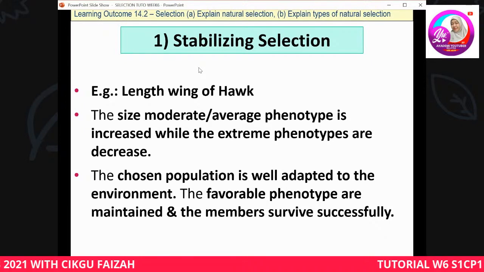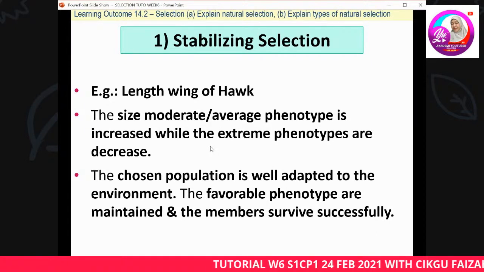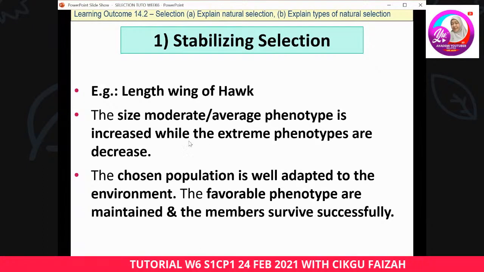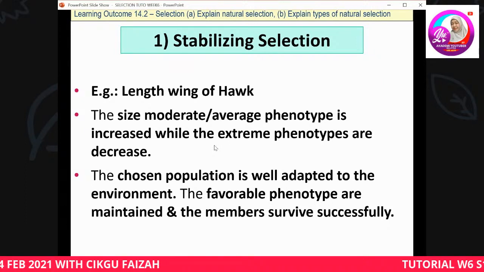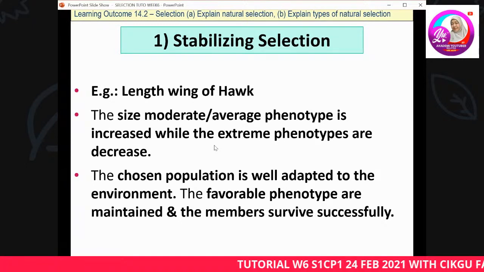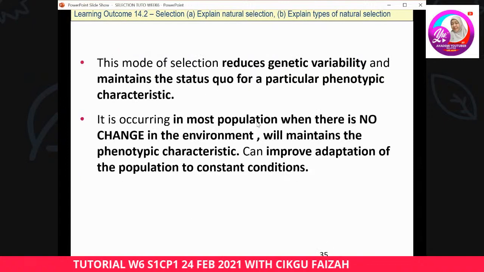So for the length of the hawk's wing, which one will survive? The moderate or the average phenotype. If you count, most of the individual hawks have a moderate or intermediate phenotype. Moderate, in the middle, class.